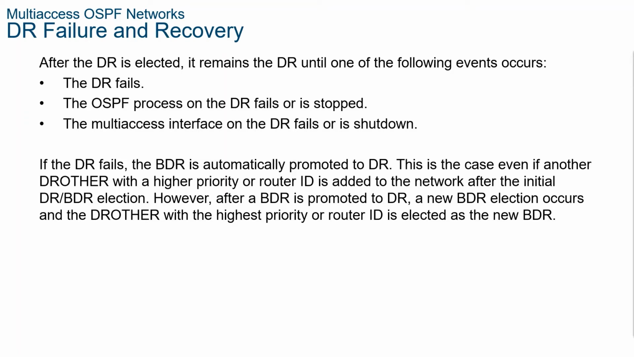Okay, so DR failure and recovery. After the DR is elected, it remains the DR until one of the following events occurs. First, the DR fails. Second, the OSPF process on the DR fails or is stopped. And third, the multi-access interface on the DR fails or is shut down. If the DR fails, the BDR is automatically promoted to the DR role. This is the case even if another DROther with a higher priority or router ID is added to the network after the initial DR/BDR election. However, after a BDR is promoted to a DR, a new BDR election occurs and the DROther with the highest priority or router ID is elected as the new BDR. That's how it goes.